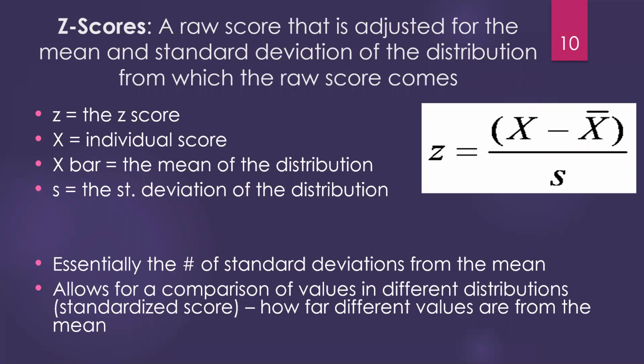Okay, so this idea of the number of standard deviations away from the mean can be captured also by something that's called a z-score. So a z-score is essentially a value that's adjusted for the mean and standard deviation of the distribution from which the raw score comes. So essentially a z-score is how many standard deviations away from the mean a given value is, right?